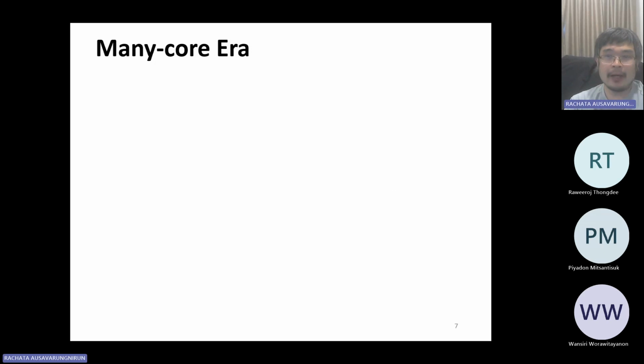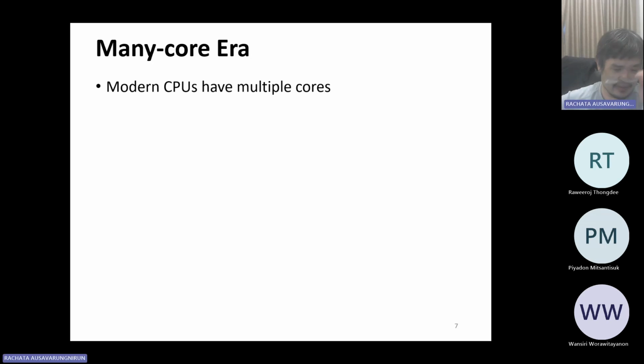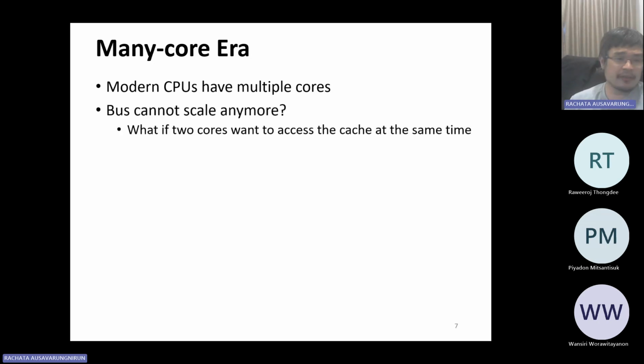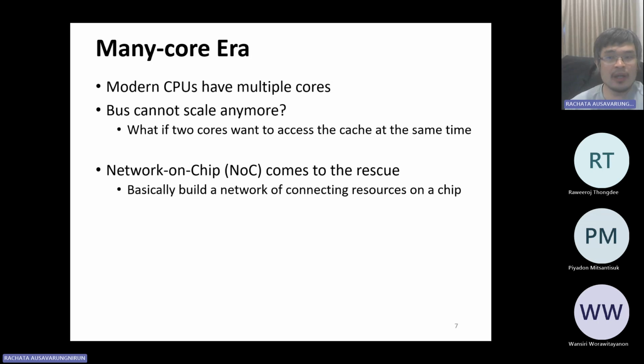So in the modern era, modern CPUs have more cores. I mean, if you look at recent chips, you're looking at something like 16 cores, 32 cores easily, right? The bus is not going to scale, right? What if there are 2 cores that want to access the cache at the same time? They have to queue up.